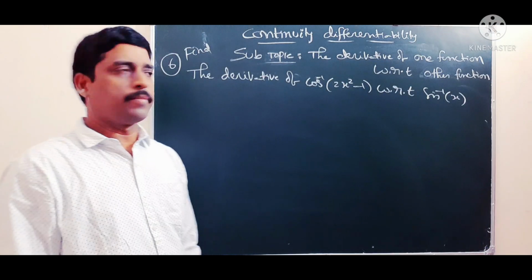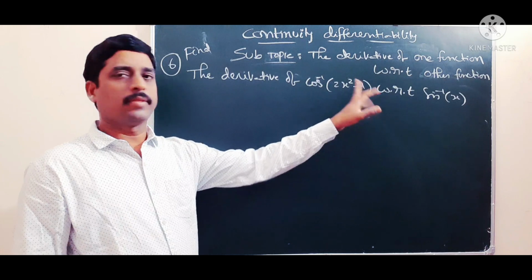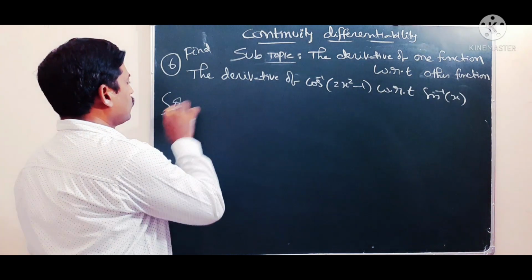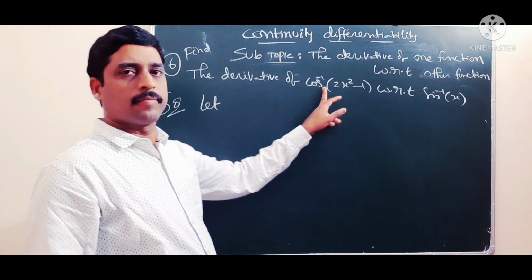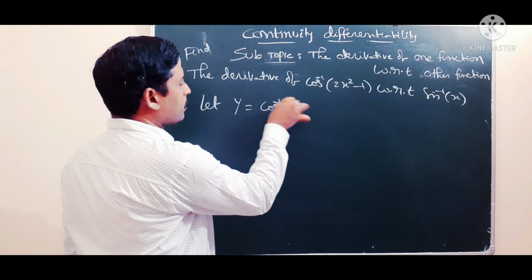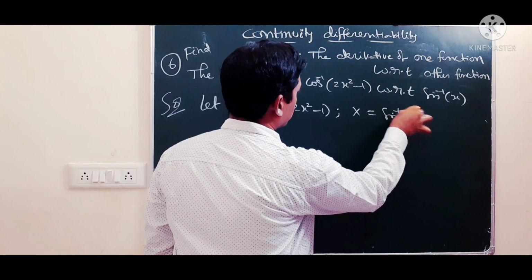Let us go to the next problem. Find the derivative of cos inverse of 2x square minus 1 with respect to sin inverse x. Let us take the first function as y and the second function as x. So y is equal to cos inverse of 2x square minus 1 and the second function is sin inverse x.